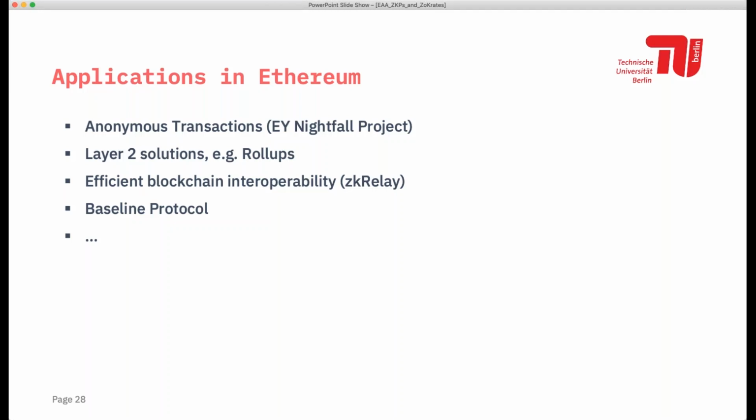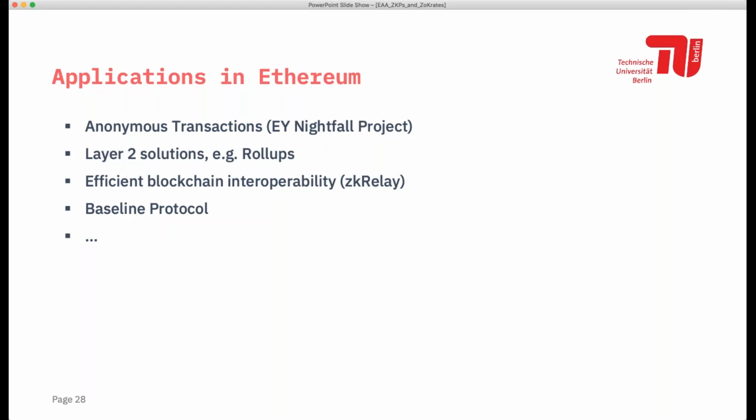So ZoKrates, and with that ZK-SNARK-based off-chain computations, have been used, for example, in the context of the EY Nightfall project, which implements anonymous transactions or transfers for tokens on Ethereum. That means ERC20 tokens, but also NFTs can be sent without revealing sender and receiver or value of the transactions with that project. And that project uses ideas that are also used in Zcash with ZK-SNARKs to realize that idea. I think in the next education series call, there'll be more about layer 2 solutions, so I'm not talking about that too much here.